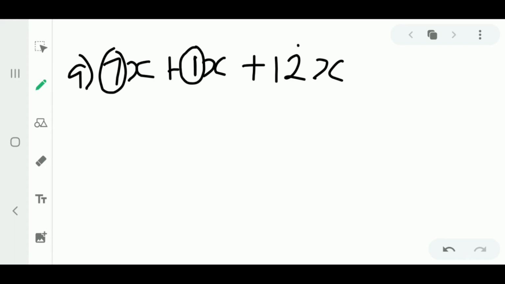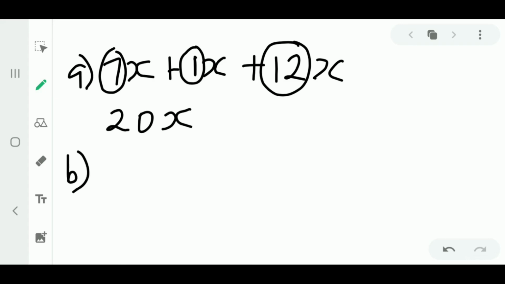7x plus x plus 12x. If we look closely, we realize that the powers are the same, so we know that we can add them together. Now, how do we add these? We look at the coefficients. So we're going to add the coefficients. So this is 7. Remember, if there's no number, it is a 1. So this is 7, this is 1, and this is 12. So you add those numbers together. So it's 7 plus 1 plus 12, which gives you 20, and you just write back the x that was there.